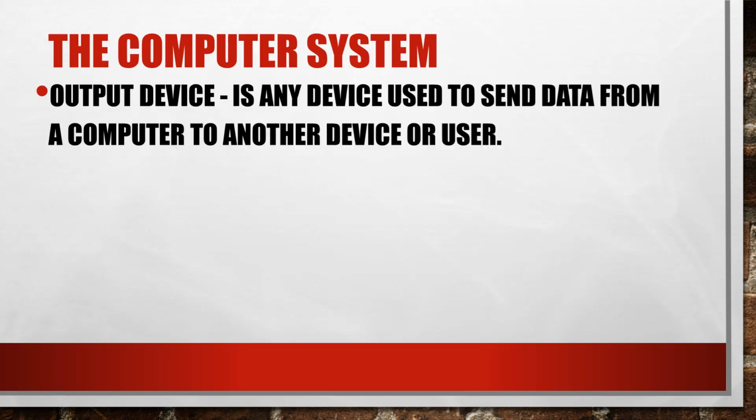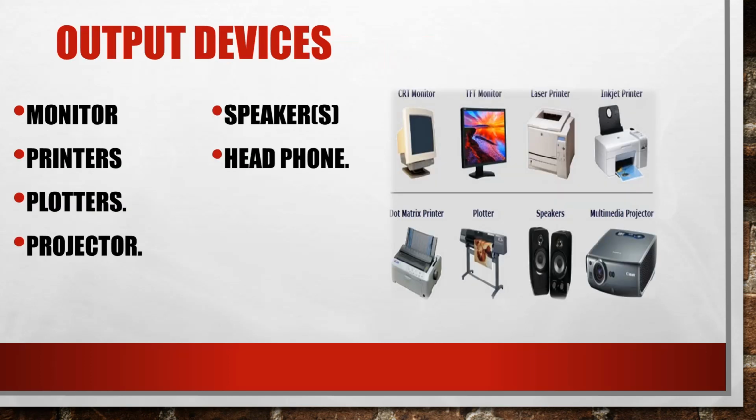An output device is the complete opposite of an input device. It's any device used to send data from a computer to another device. So it can be from computer to computer, or it could be computer to user. Who's a user? We are the users of the computer, right? And output devices, we know those. In fact, you are looking at one now. You are looking at your monitor. That is an output device because we're able to see from the computer what's happening. So the monitor is an output device.